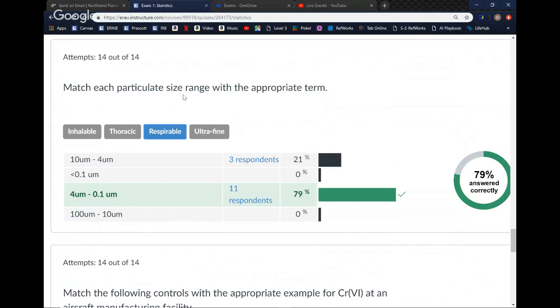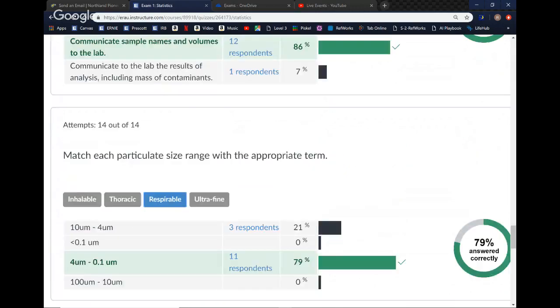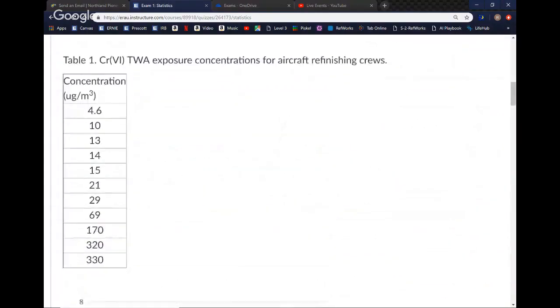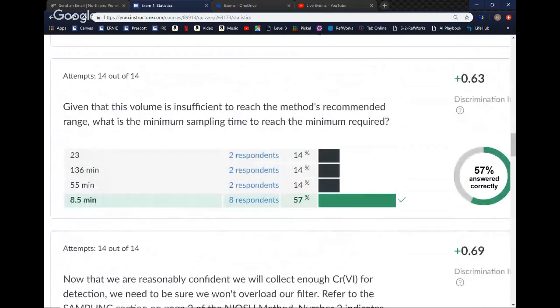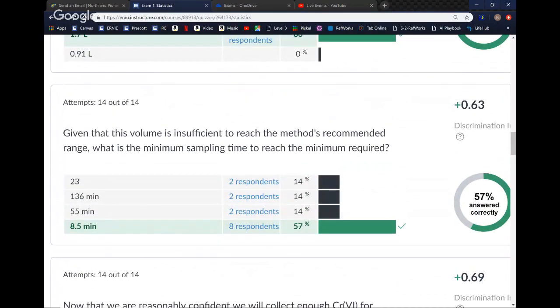Question on number 4, or question 4, about the volume. On question 3, it says that you want to assume that you're using the highest flow rate possible, which, if you look at the process for hexavalent chromium, it gives the flow rate of 1 to 4 liters per minute. So we're assuming we're using a flow rate of 4 liters per minute.